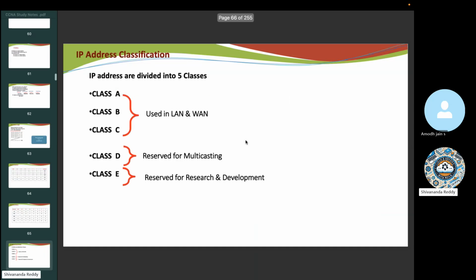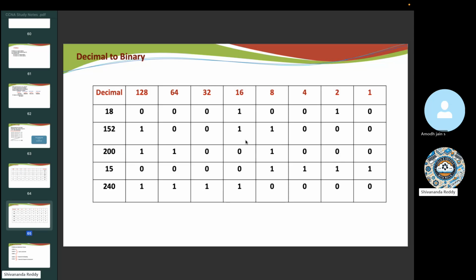Decimal to binary, this one, is based on 2 to the power of 0, 2 to the power of 1, 2 to the power of 2, like that, up to 2 to the power of 7.